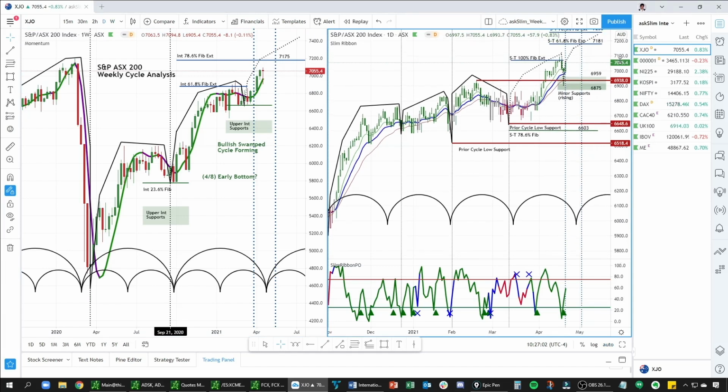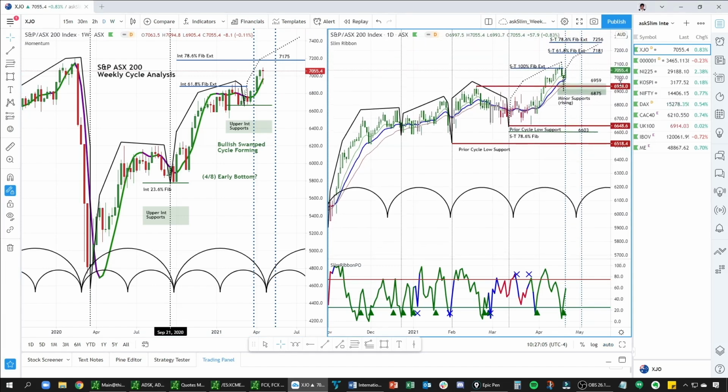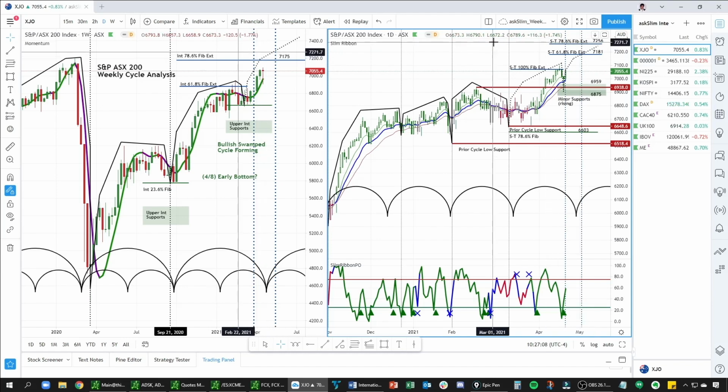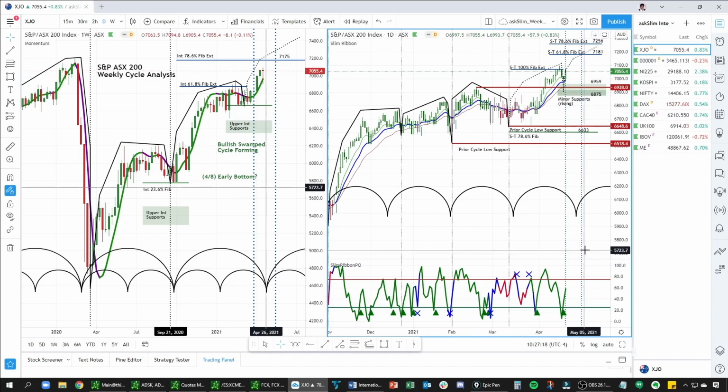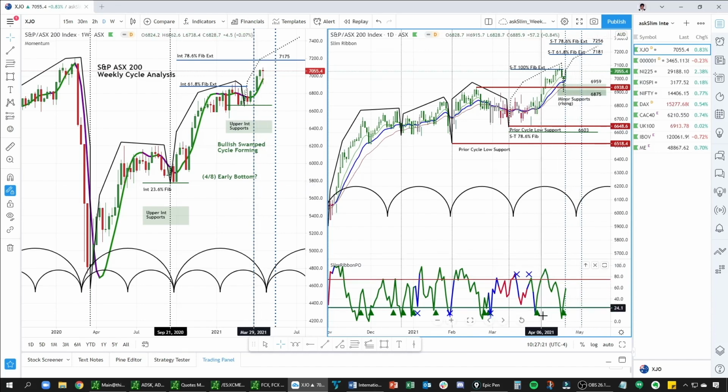On the upside, we're looking for a test of this short-term 61.8 to short-term 78.6 here, from 71.81 to 72.56. So a super positive pattern in the S&P ASX 200. And note the beautiful buy signal that we got on the slim ribbon PO here off of that bull flag. So everything was lining up. You had a short-term cycle low due, you had a buy signal here on the slim ribbon PO, and we had tested a key level. So that's really a picture perfect signal here in the S&P ASX 200.